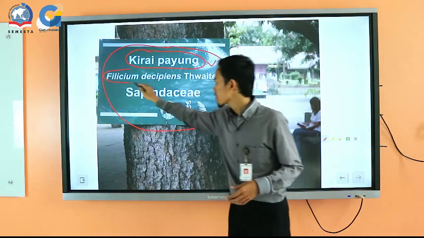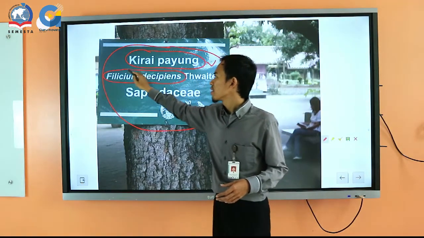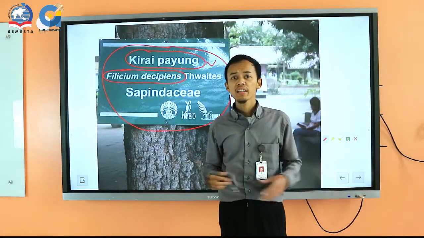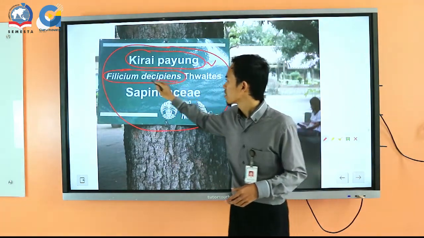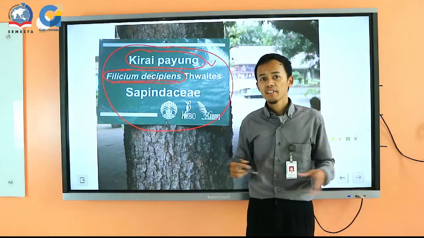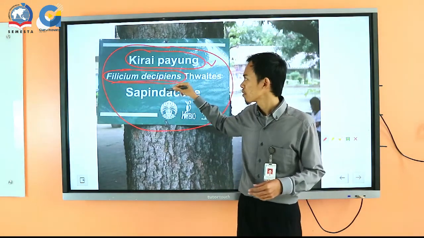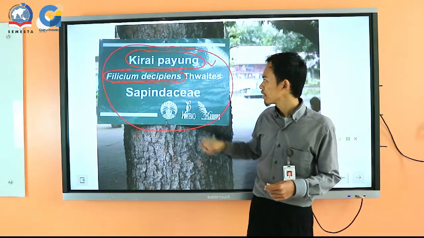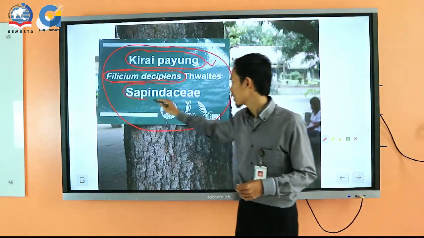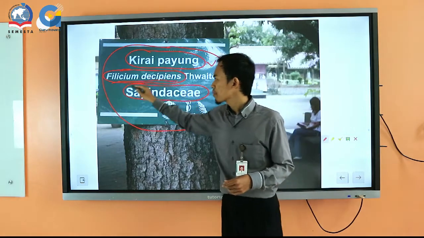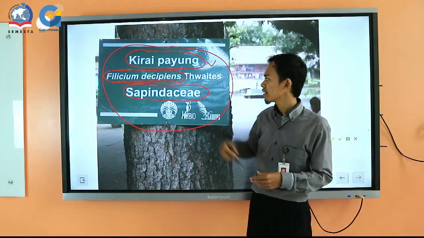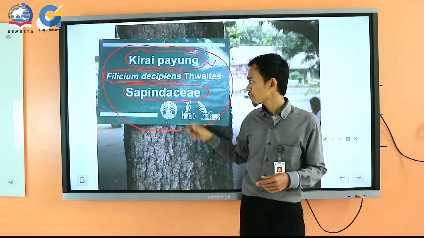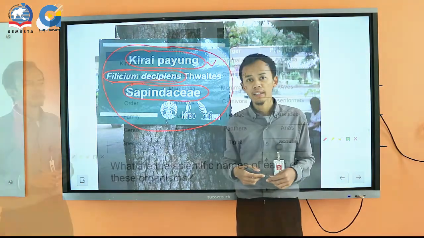Then this is Felicium recipiens. It means this is from the Latin language, or universal. Every person knows this name if they learn about taxonomy or biology or botany. Then last, Sapindaceae is the taxonomy of the plant family. For specific, it is the divisio. Divisio is for the plant and phylum for the animal.